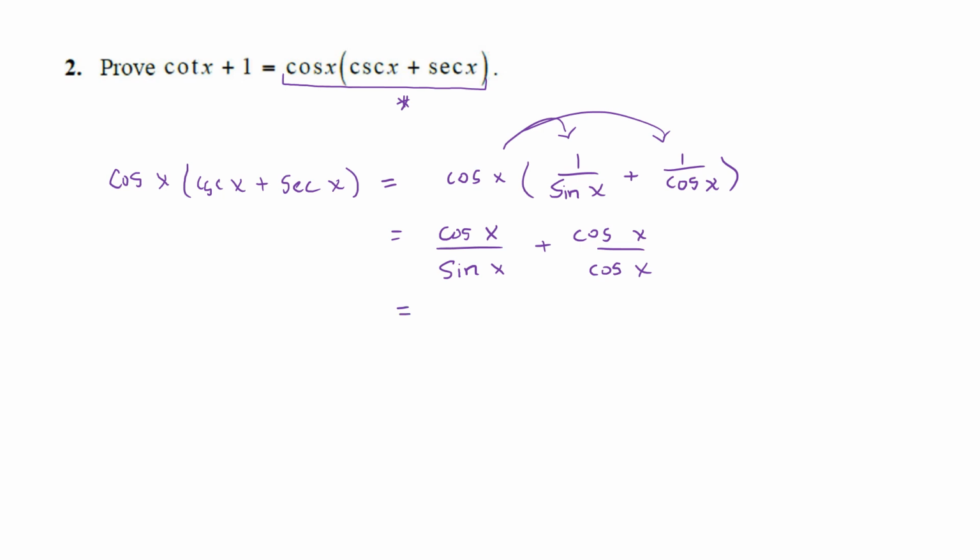Now I can simplify this. So cosine x over sine x is cotangent x, and cosine x over cosine x is 1, which is the expression I'm trying to prove. Okay, awesome. Let's do another one.